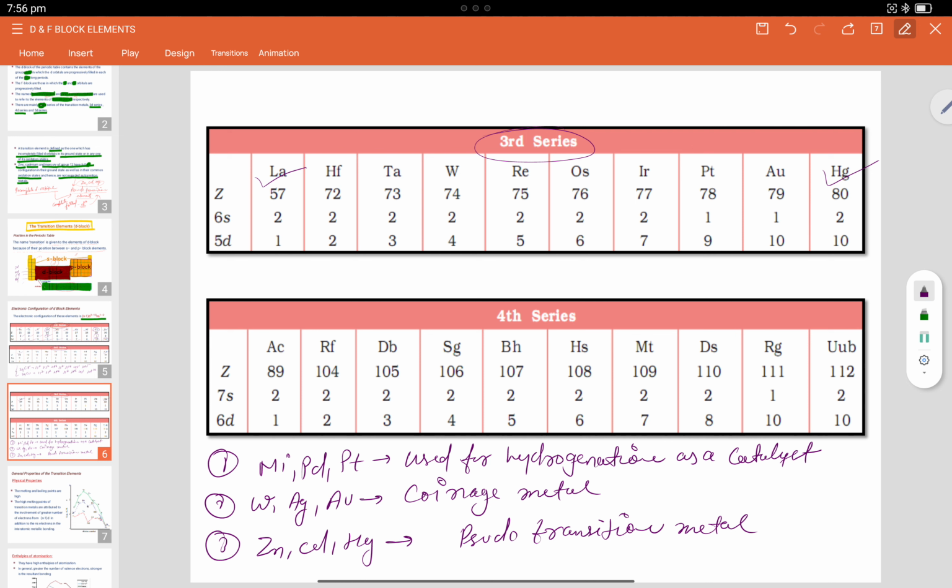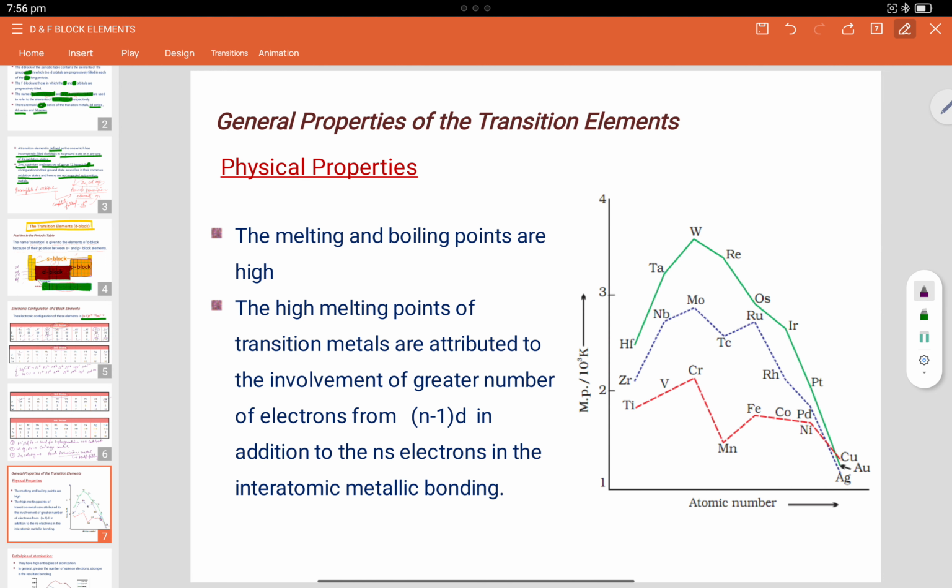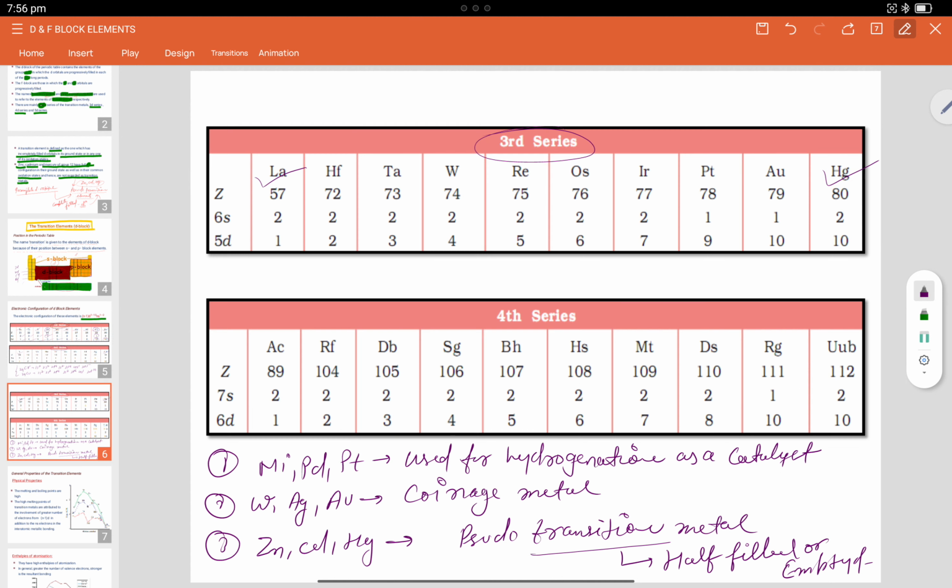And why transition? Because they have a half filled or empty d orbital. Check it once. These are the points.